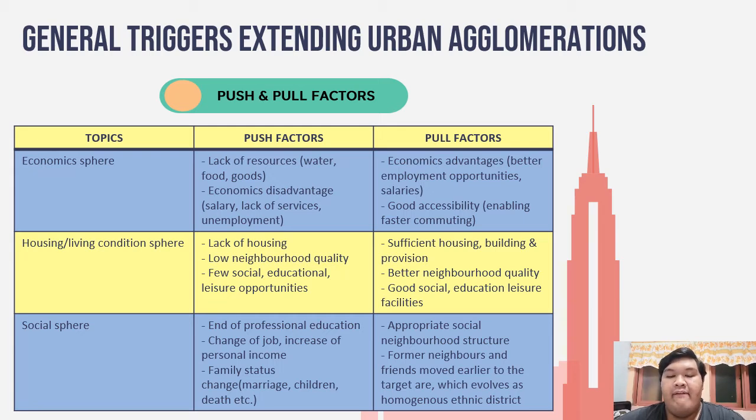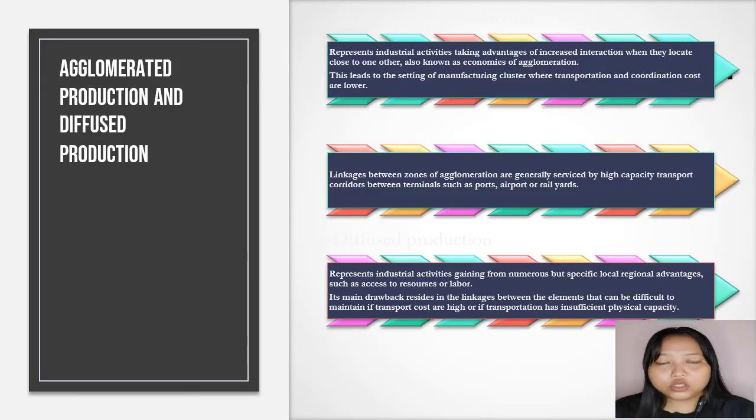Former neighborhood and friends move earlier to the target area, which evolved as a homogeneous ethnic district. Here I will continue the presentation with agglomerated production and deficit production.